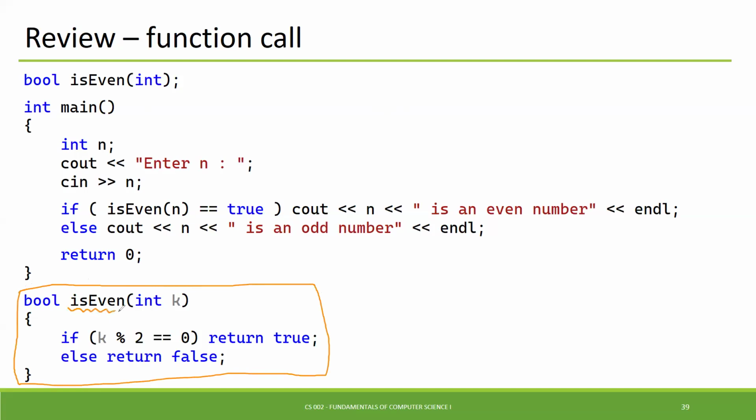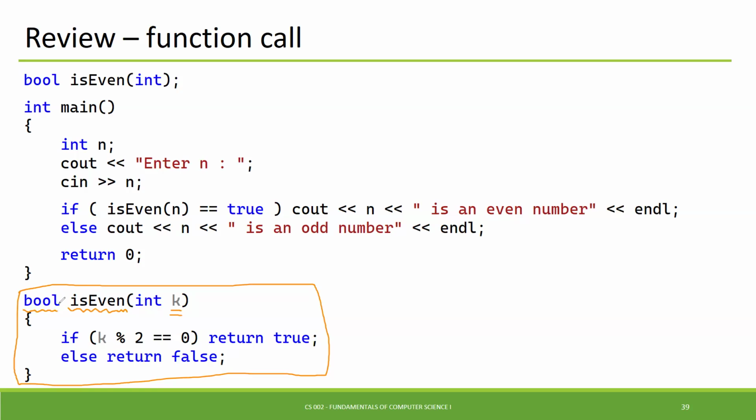It is understandable, right? So we can imagine that this function will check whether the given number k is even or not. It returns a bool. If it is an even number, it will return true. If not, it will return false.